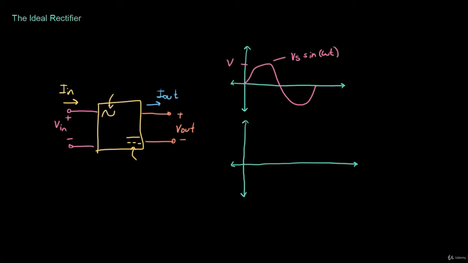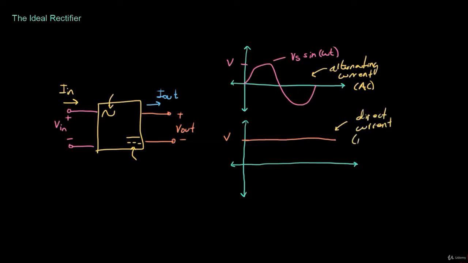So then what we would want from an ideal rectifier is an output that is of the same magnitude as the peak of the input voltage, but it's a flat DC voltage, so it's a flat direct current voltage. So if we say that the input has a peak magnitude of V, then the output would also have a magnitude of V, but it would be flat. So this is what's normally called alternating current, or AC voltage. And this is what's commonly referred to as direct current, or DC voltage.